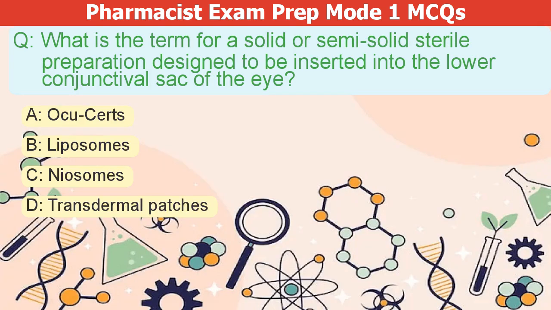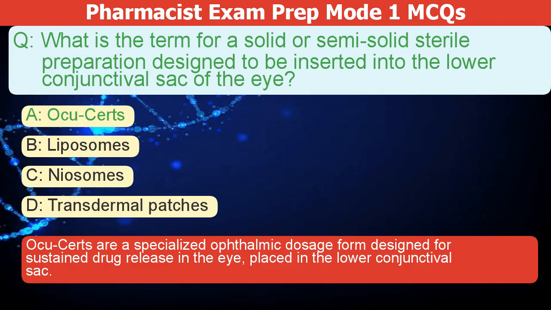What is the term for a solid or semi-solid sterile preparation designed to be inserted into the lower conjunctival sac of the eye? A. Ocuserts. B. Liposomes. C. Niosomes. D. Transdermal patches. The correct answer is A. Ocuserts are a specialized ophthalmic dosage form designed for sustained drug release in the eye, placed in the lower conjunctival sac.